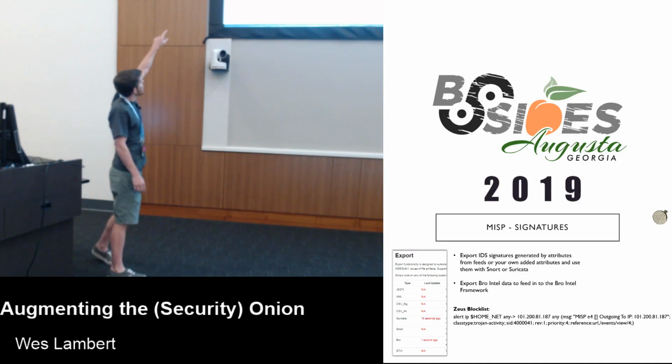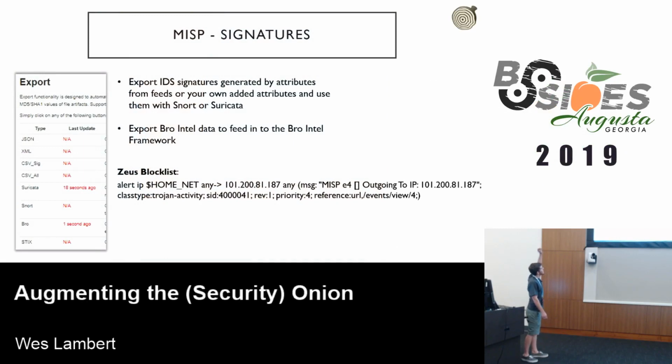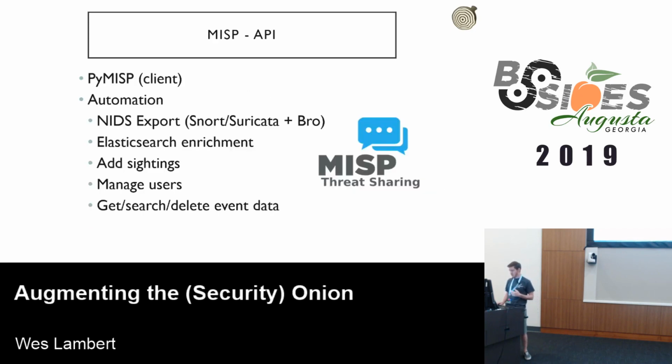Right here we have an example of the export types that you have. We see Bro, Snort, Suricata, we see JSON. If you have some other system that you want to pull this into, we have all this stuff available at our fingertips. And again, I mentioned that the API makes it very simple. The folks that work on MISP do offer a Python client known as PyMISP. I believe the updated version may be expanded PyMISP.